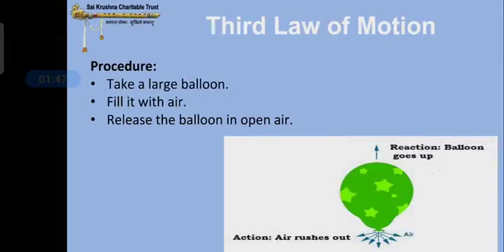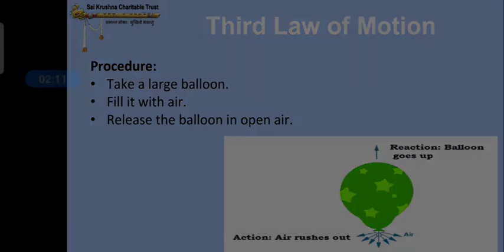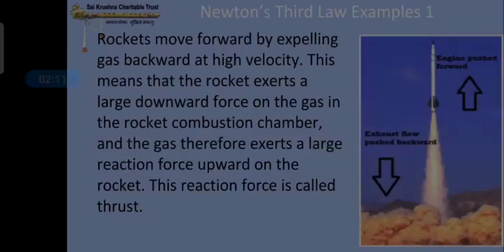Okay, so this is one more example. Procedure: take a large balloon, fill it with air, release the balloon in open air. So what happens? The air rushes out, so that is the action, and the balloon goes up, so that is a reaction. So here it is in opposite direction. The air comes out and the balloon goes, air comes down and the balloon flies up.